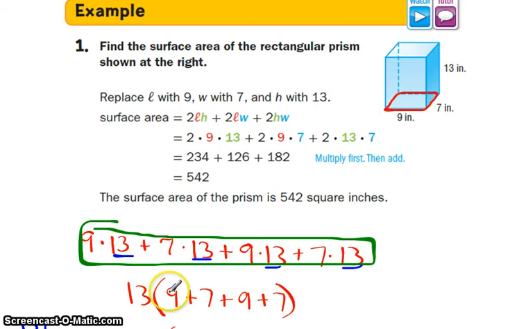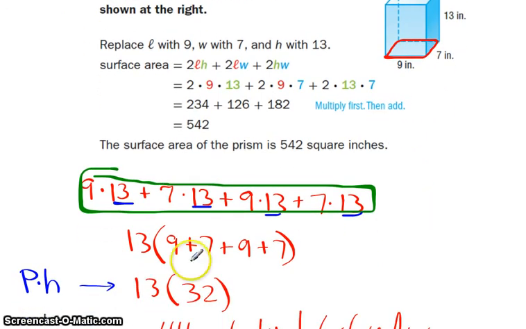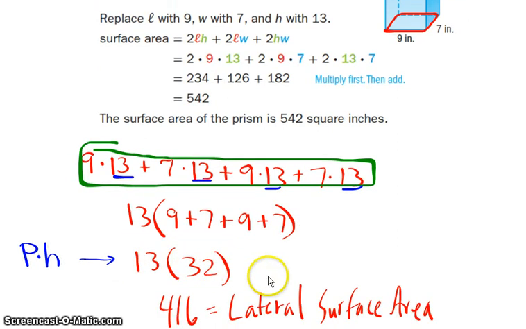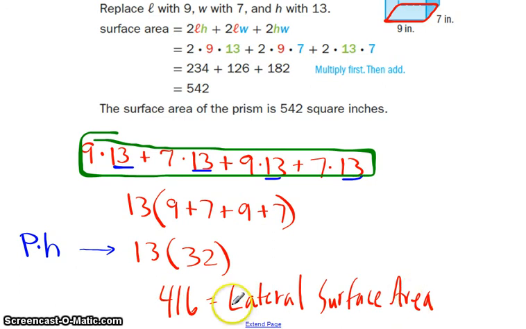It's the perimeter. This right here, 9 plus 7 plus 9 plus 7, is the perimeter of the base. The 13 is the height. So if we look, 9 plus 7 plus 9 plus 7, or the perimeter, is 32. The height is 13. This right here gives us our lateral surface area. Those are all four sides, the areas of all four sides added together.